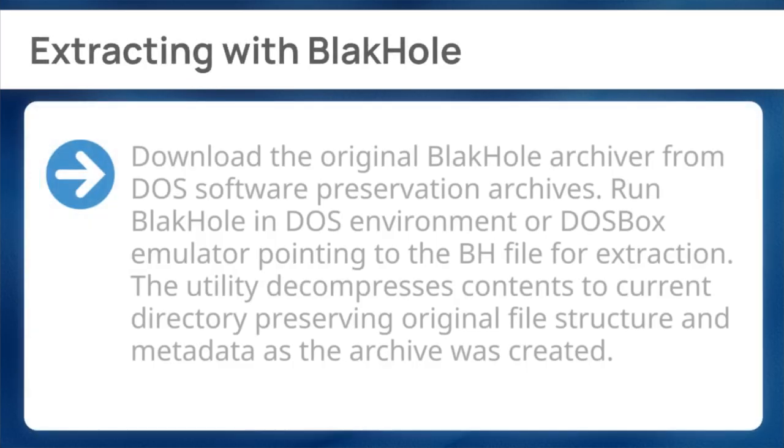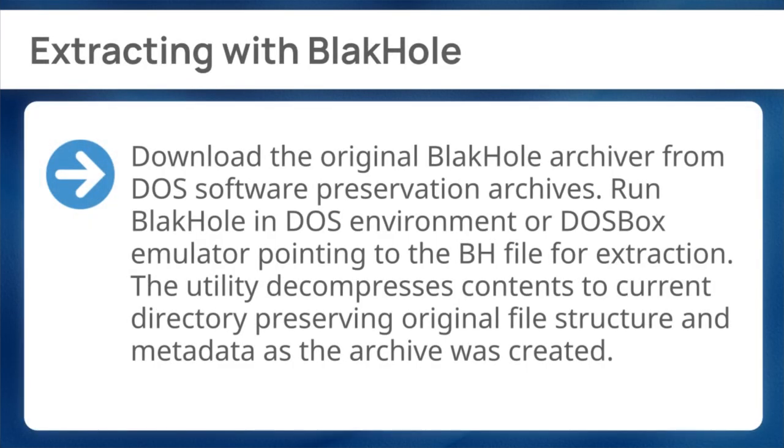First, extracting with BlakHole. Download the original BlakHole archiver from DOS Software Preservation Archives. Run BlakHole in a DOS environment or DOSBox emulator, pointing to the BH file for extraction. The utility decompresses contents to the current directory, preserving the original file structure and metadata as the archive was created.